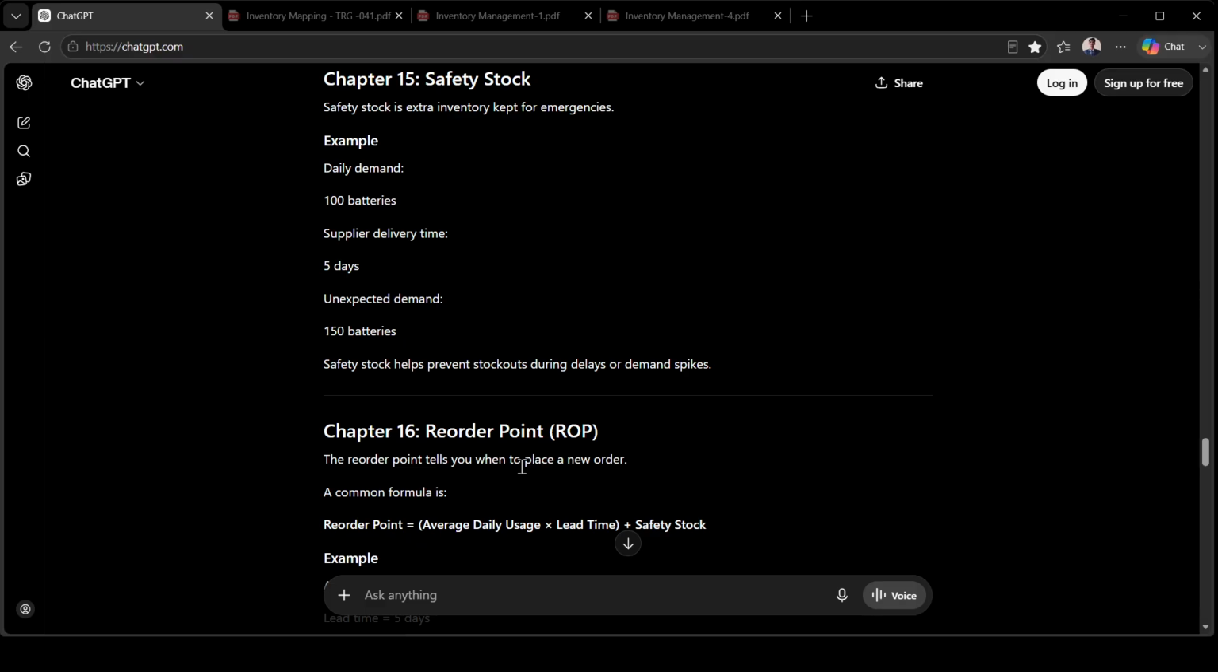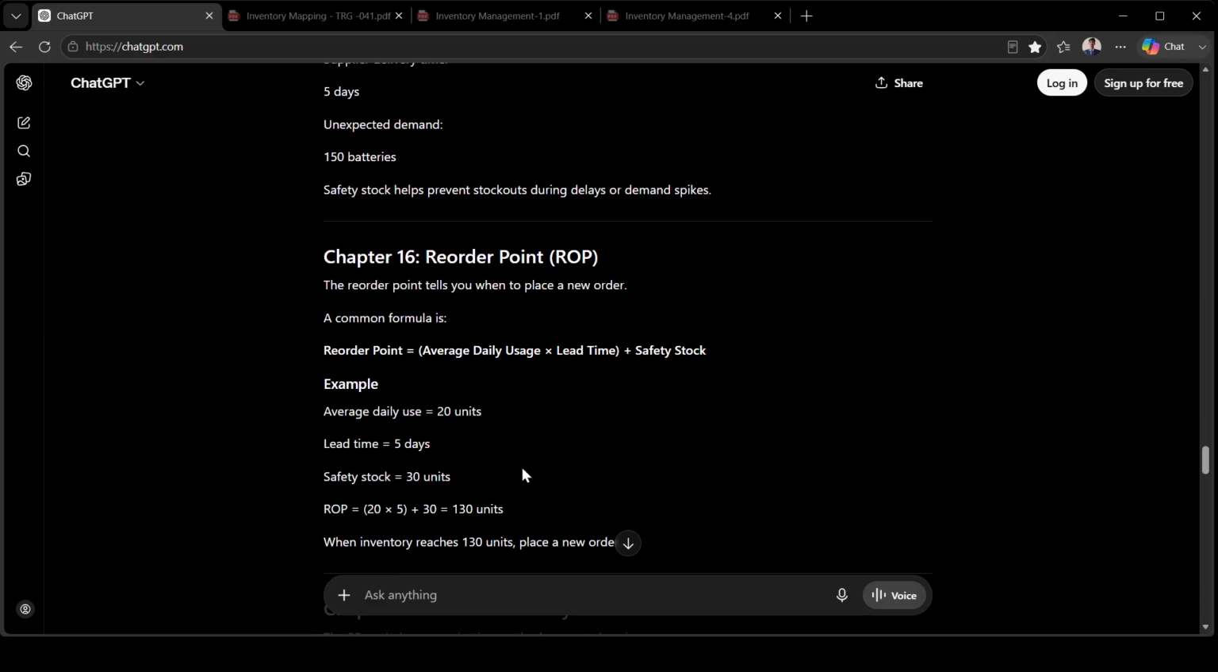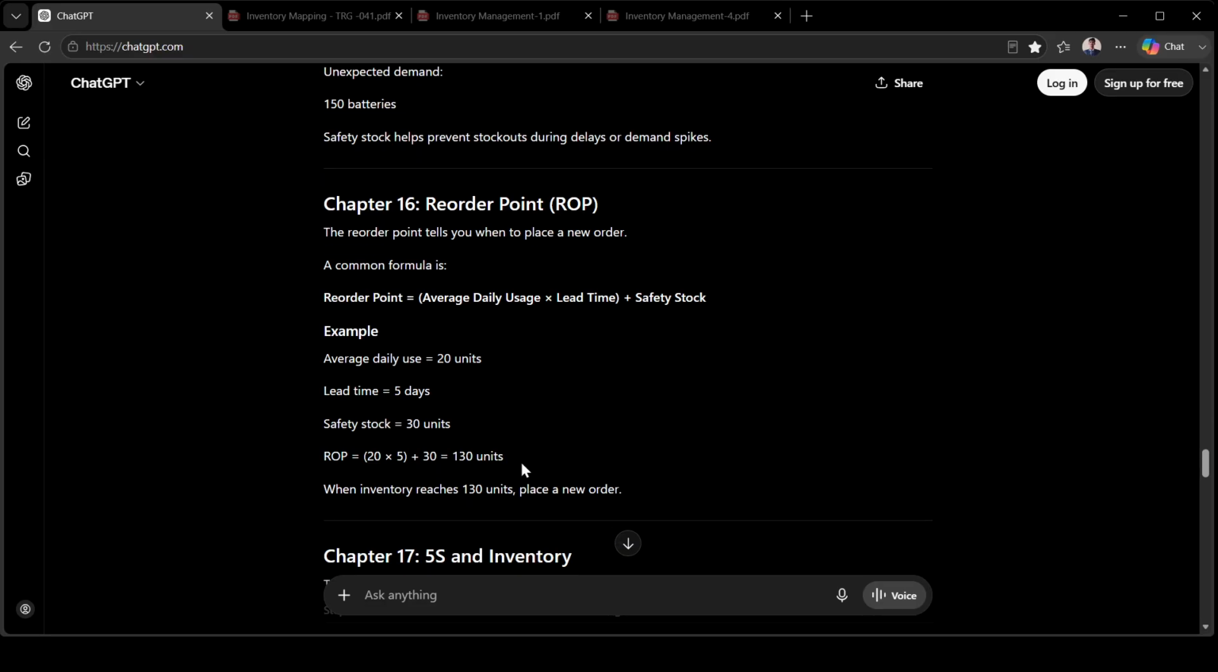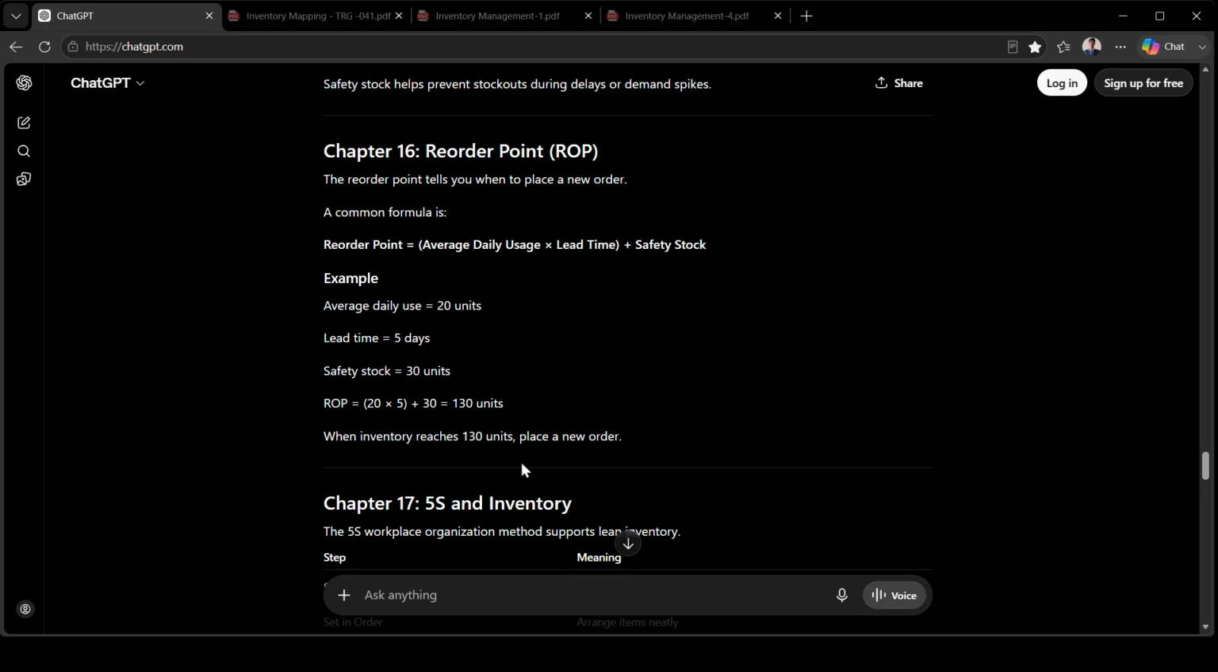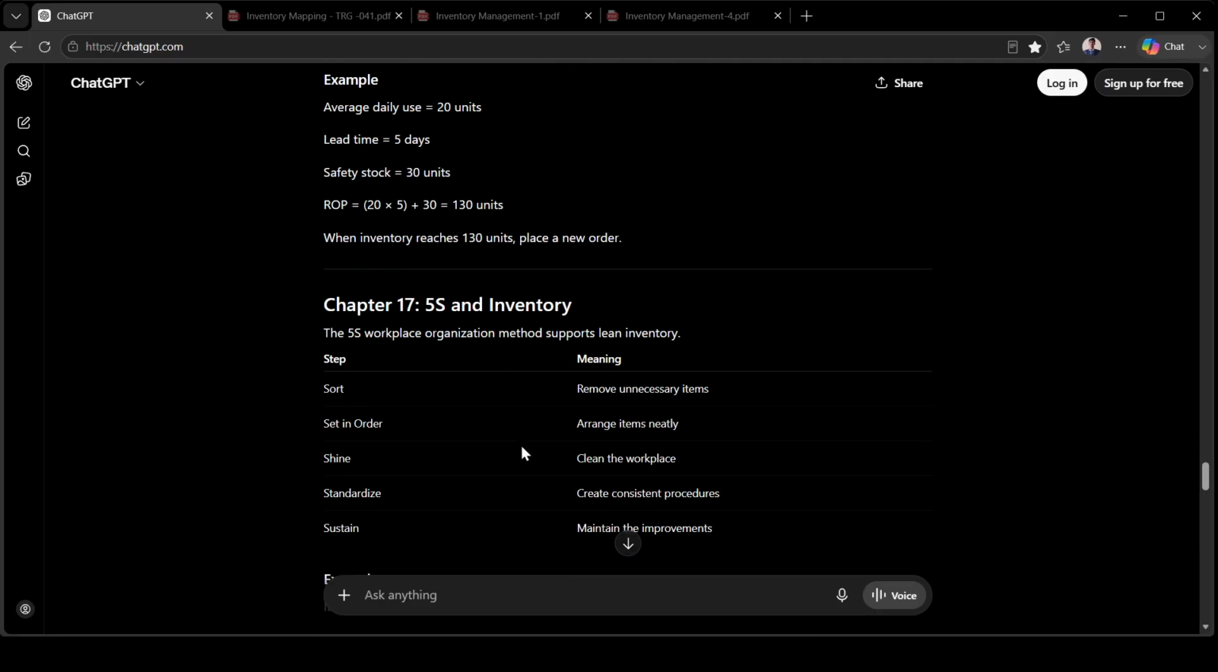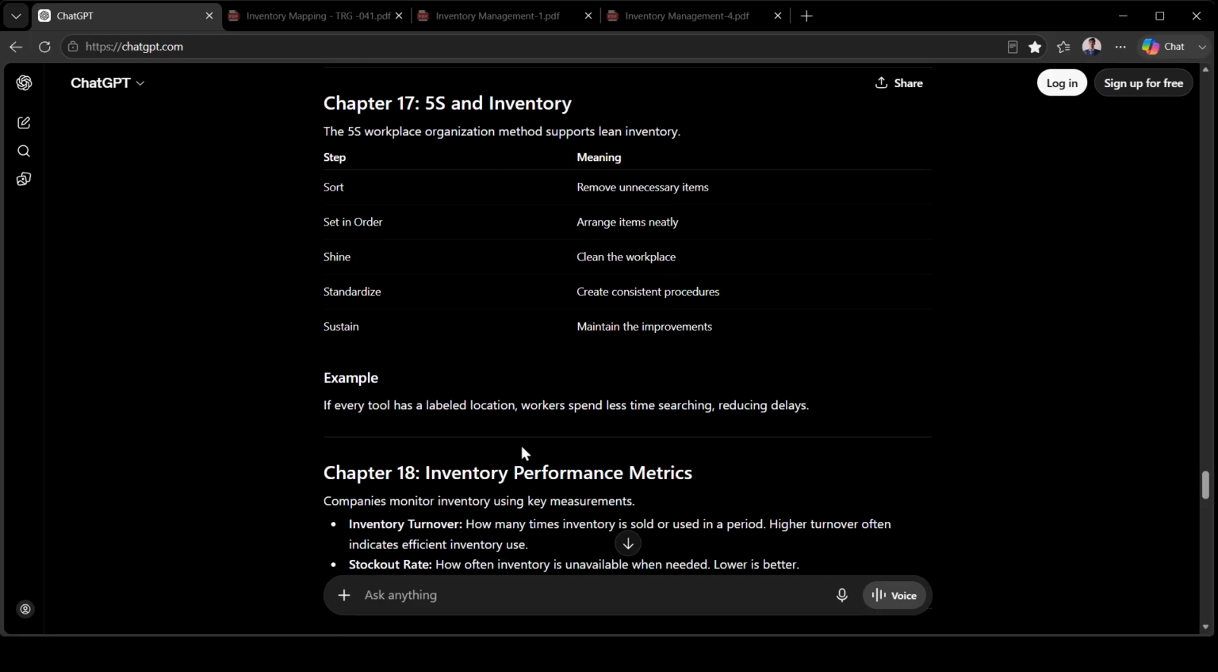Chapter 16, reorder point. The reorder point tells you when to place a new order. A common formula: reorder point equals average daily usage times lead time, plus safety stock. Example, average daily usage is 20 units, lead time is 5 days, and safety stock is 30 units. So reorder point equals 20 times 5, plus 30, which is 130 units. When the inventory reaches 130 units, place a new order.